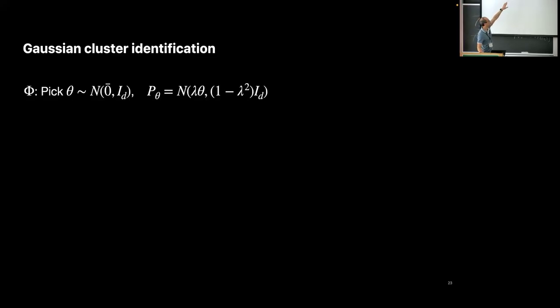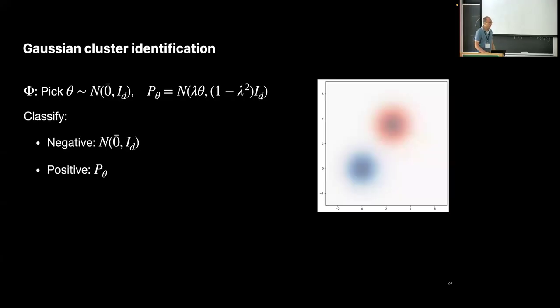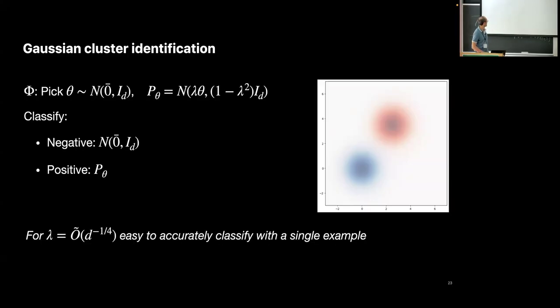And the p theta distribution will be again a Gaussian around this parameter theta, just scaled by some lambda, which is a scalar I'll define in a second, and roughly the same covariance. It's not so important, slightly smaller. So again, just to remind you, the goal is to classify as coming either from null or this p theta distribution, itself a Gaussian. So it's easy to see that if you set this lambda scale parameter to be roughly d to the -1/4, the problem becomes easy, solvable with a single example.